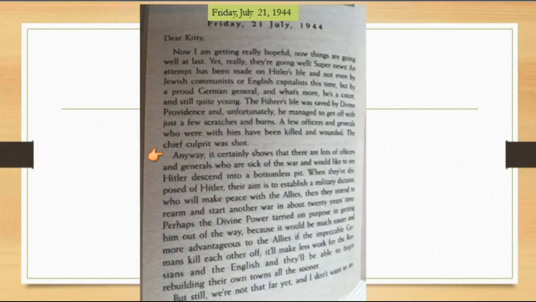Again, you see the fact that Anne knows what is going on politically with the war. She really has this great understanding, and you can hear the hope in this excerpt here.